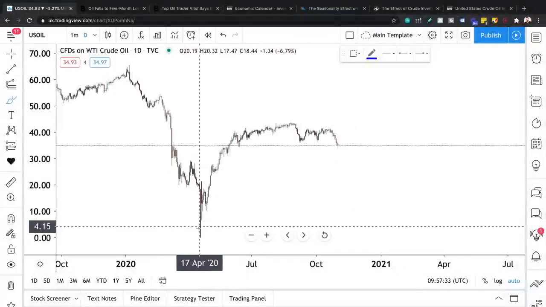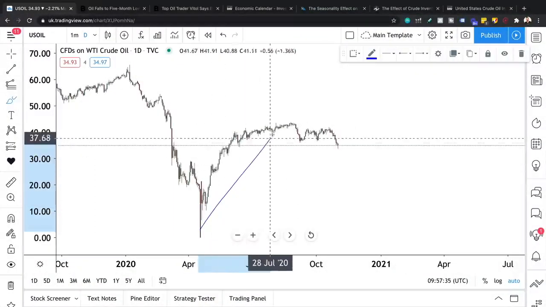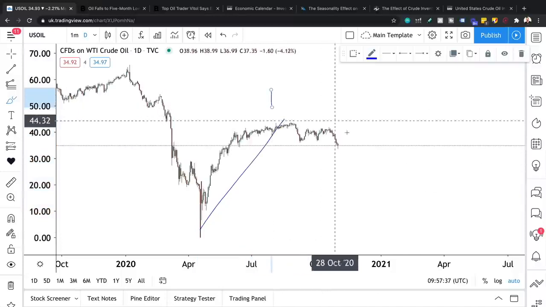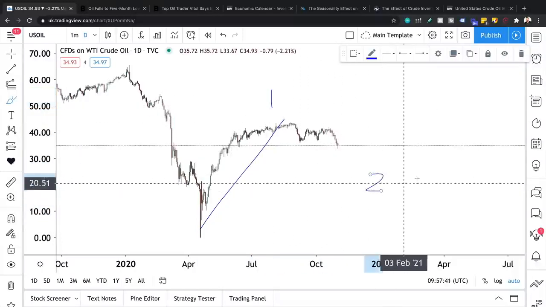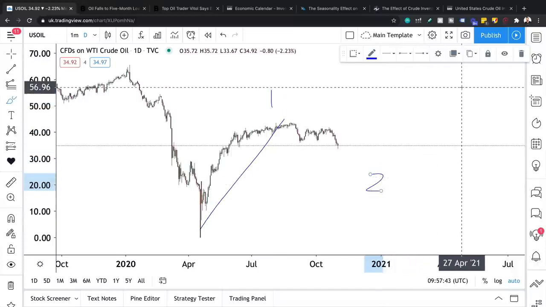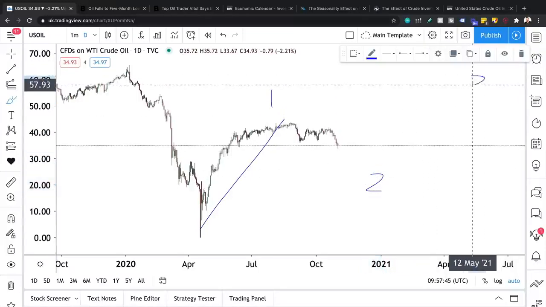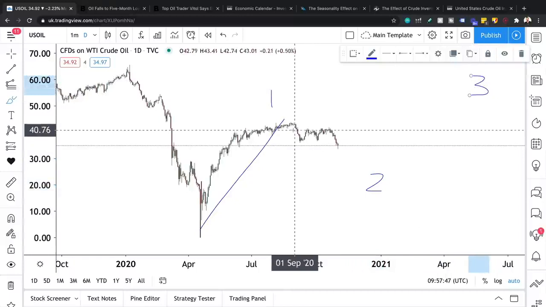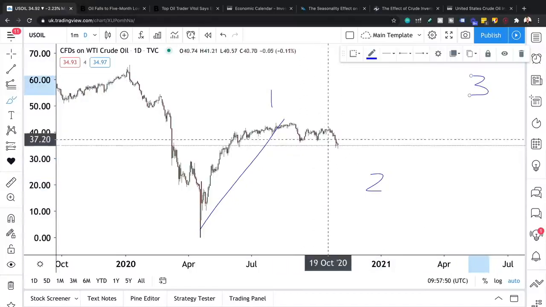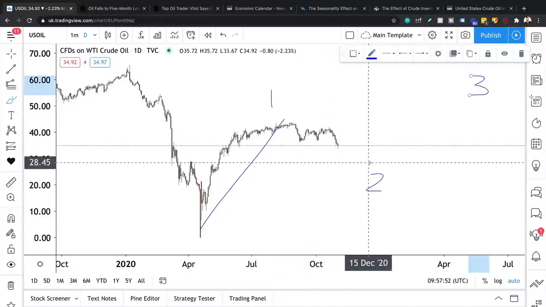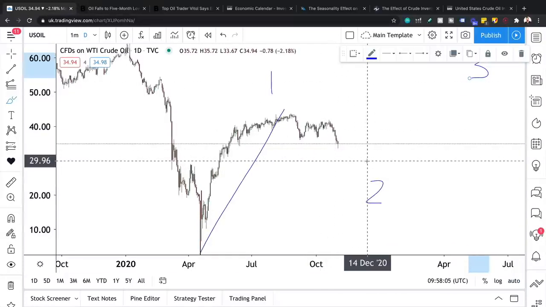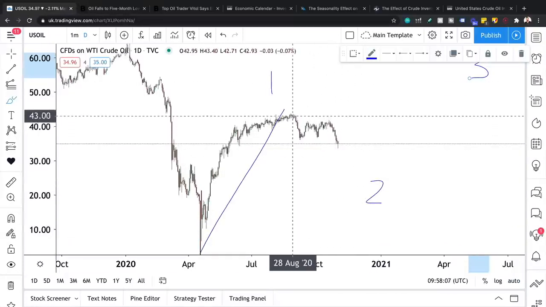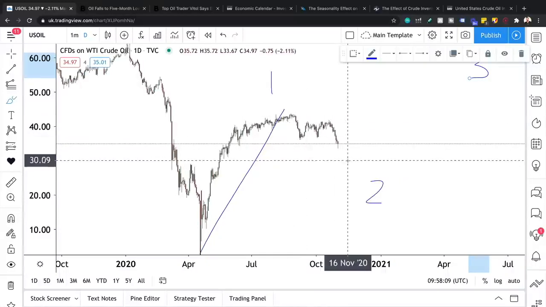The way I'm currently looking at this is a completion of a wave 1 here, and we're now going to complete a larger wave 2 before we then get that massive rally, which I think will happen in 2021. And the problem with oil is this correction can take several weeks to form. So where will price finally settle if we continue to move down? That's the question here. So this looks like it could be a larger ABC.